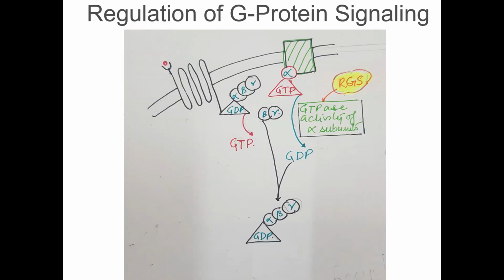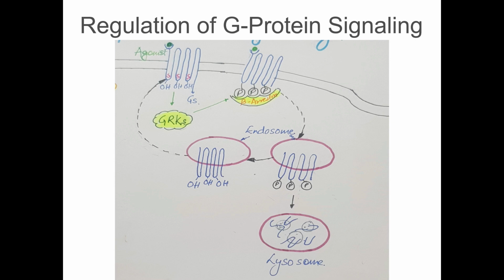Now we'll go to the second one. The second one is receptor desensitization. Now how does that happen? Again here it is a G protein. We are talking about the G protein, so I have drawn the structure of the G protein coupled receptor. So what will happen to this receptor? Once the agonist binds with the receptor, it is going to cause a conformational change on the inside of the receptor.